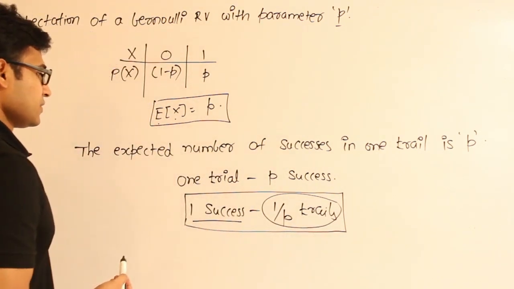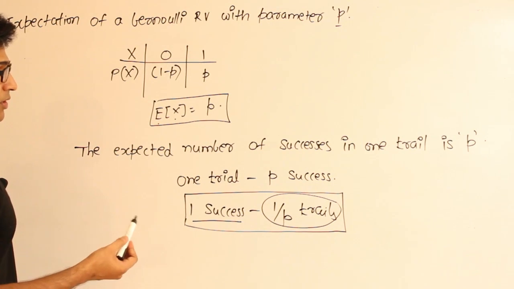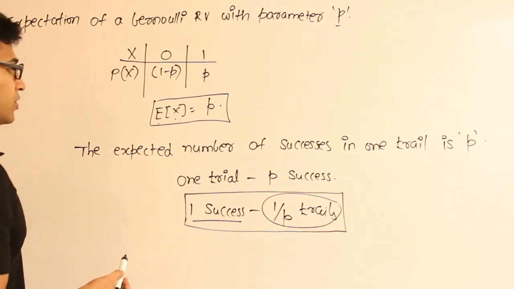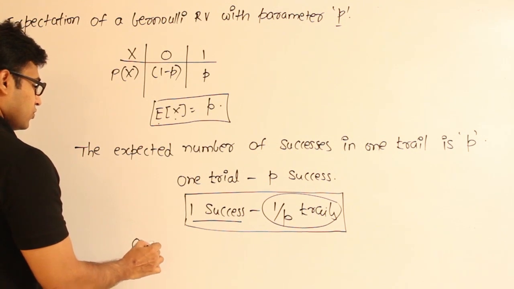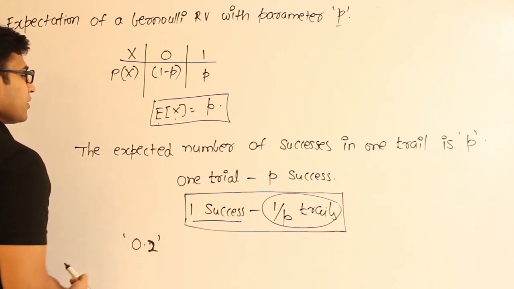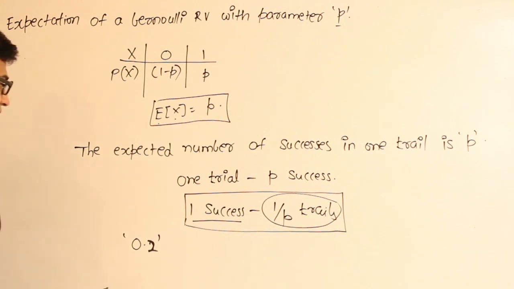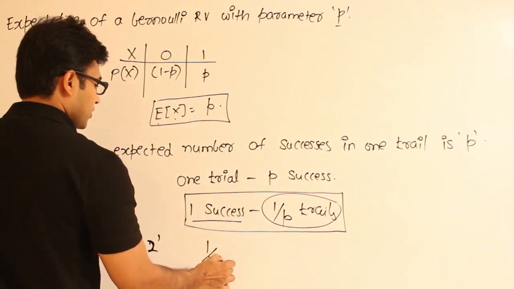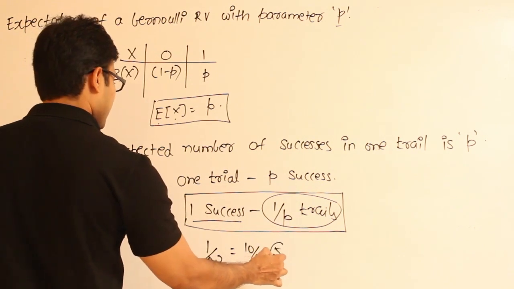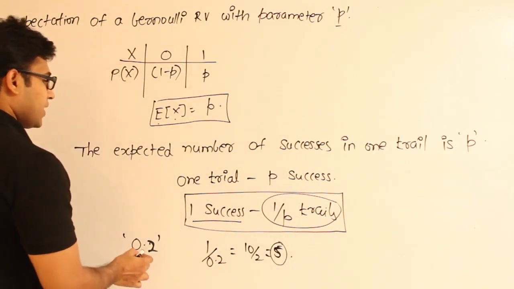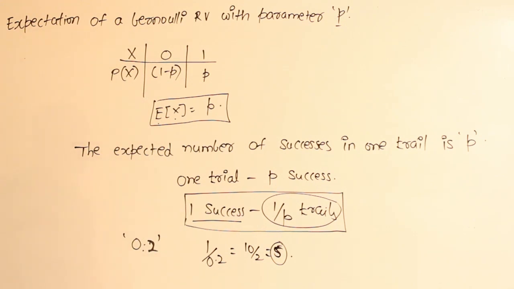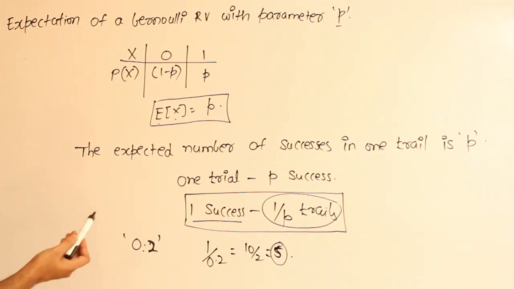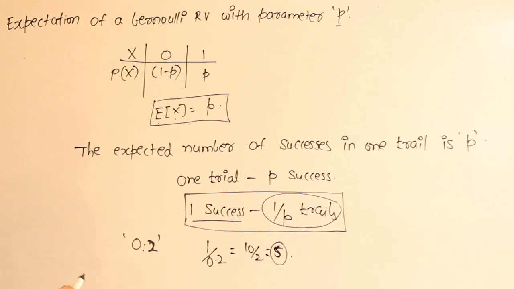The question might be like this: in a Bernoulli random experiment, they might say that the probability of success is 0.2. Then how many trials are required to get one success? Then it is nothing but 1 by 0.2, right? 10 by 2, which means 5 trials are required. Got it? In 5 trials you might get one success. It is not guaranteed, but theoretically, that is how you derive it. So the likeliness of this event is 1 in 5 times. If you conduct the experiment 5 times, you are supposed to get one success, right?